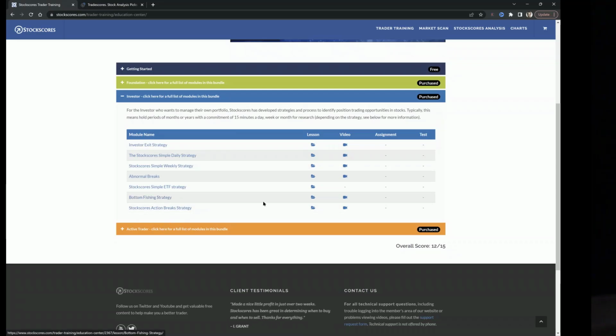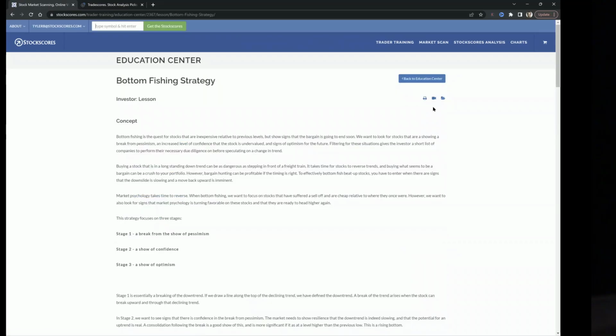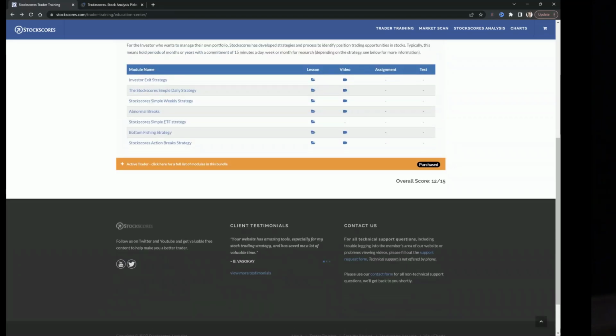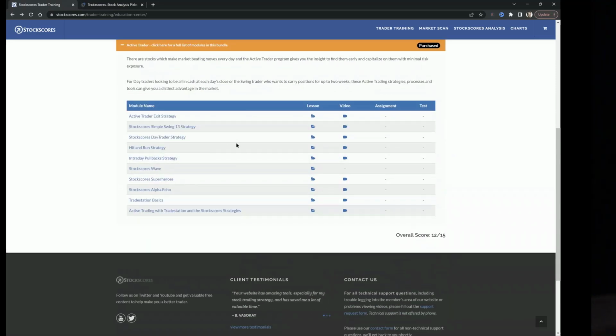So if I want to learn the bottom fishing strategy, I can click on the written lesson. I can print it out. It's a PDF as well. And then I can watch the video. Okay, so there's a video there. You'll notice the Stockscores simple ETF strategy doesn't have a video. It's just a written lesson. Most of them have videos though. So that's for investors. And then for active traders, day trading, swing trading, same thing. There's a written lesson and there's a video for most of them.